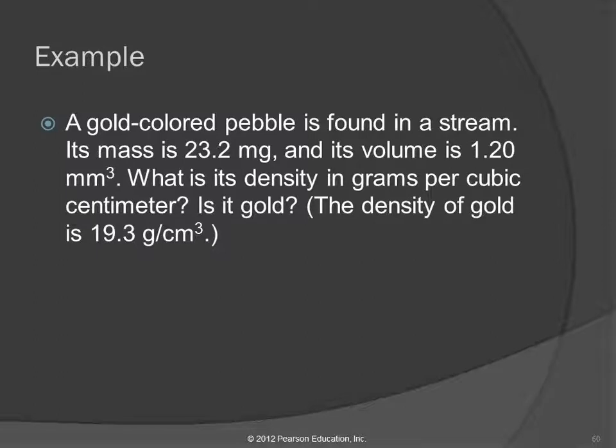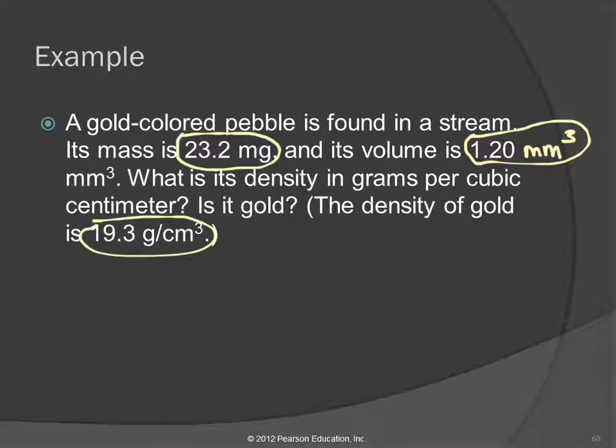So we've got 23.2 milligrams, and we've got 1.20 cubic millimeters. And then we've got this number down here of 19.3 grams per cubic centimeter. The question is, what is the density? And the units are specified. So we're trying to find density in grams per cubic centimeter.